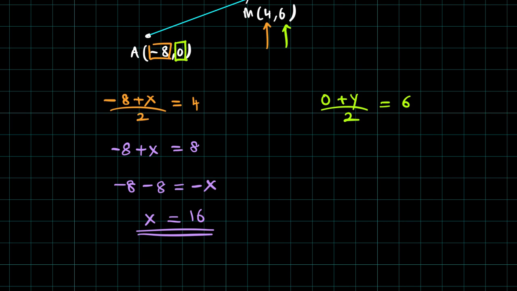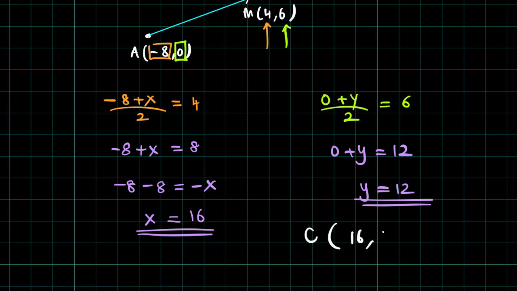That is the answer for this particular part. 0 plus Y equals 12. Therefore Y equals 12. Therefore the answer for Y is 12. Therefore the last part is writing it out. That is C. What's the coordinate of C? That is (16, 12).